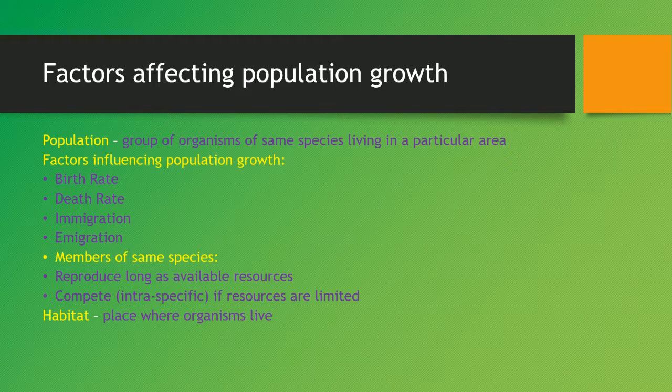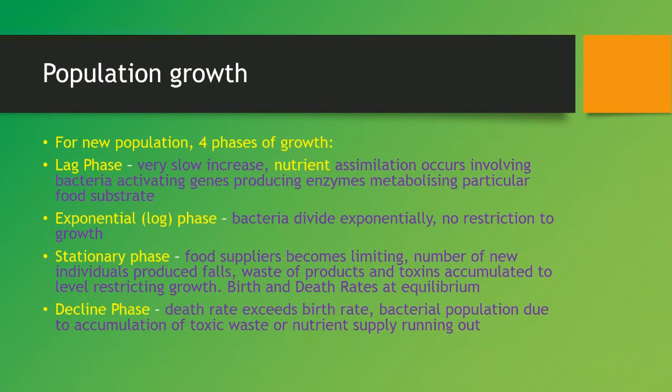So, what is a population? A population is a group of organisms of the same species that live in a particular area. The factors that influence the growth of a population are the birth rate, death rate, immigration, and emigration. If you do geography GCSE or geography A level, you'll probably know all this anyway. When members are of the same species, they will reproduce over a long time because there'll be a lot of available resources, and they'll compete if resources are limited. This is called intraspecific competition. A habitat is a place where an organism will live.